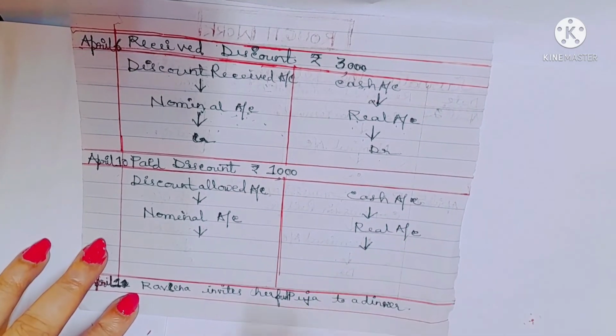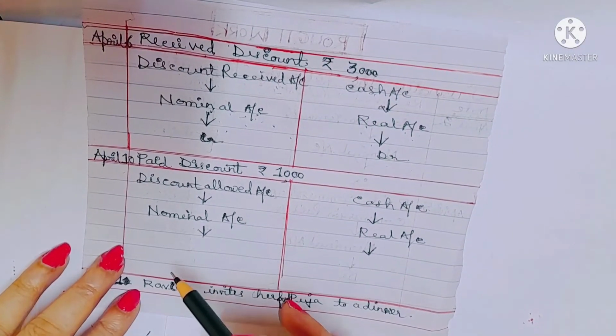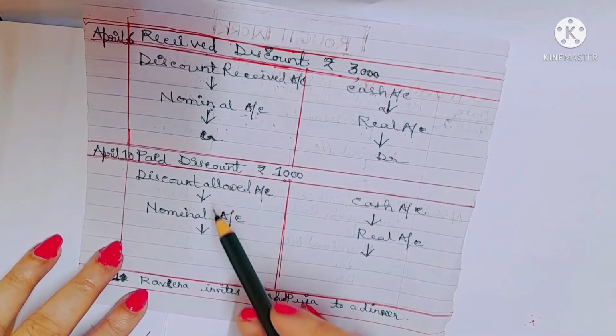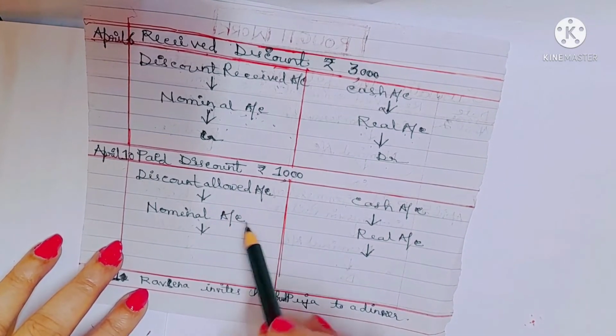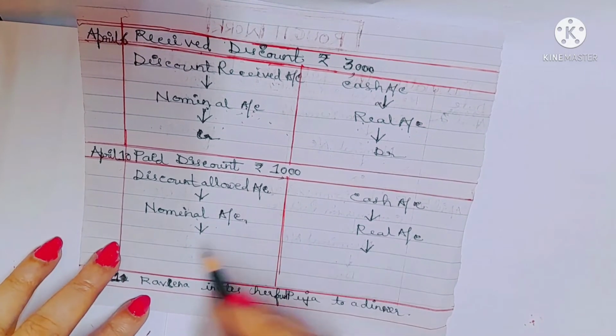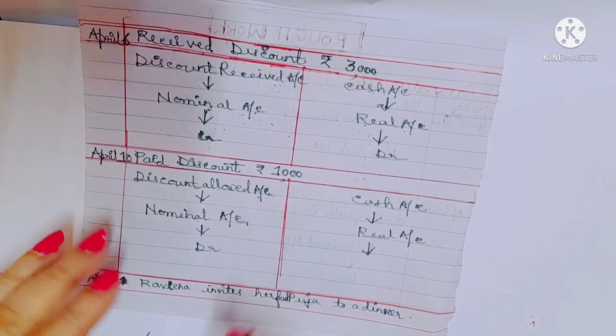When the businessman allows discount, what happens? This is a loss. He is selling to someone at a lower price, giving some discount. So this is a loss or an expense of the businessman. So discount allowed always falls under nominal account. According to nominal account, all losses and expenses are debited. So discount allowed account should be debited because it's a loss for the business.